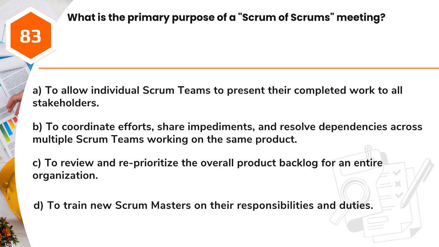Question 83. What is the primary purpose of a Scrum of Scrums meeting? A. To allow individual Scrum teams to present their completed work to all stakeholders. B. To coordinate efforts, share impediments, and resolve dependencies across multiple Scrum teams working on the same product. C. To review and reprioritize the overall product backlog for an entire organization. D. To train new Scrum Masters on their responsibilities and duties.